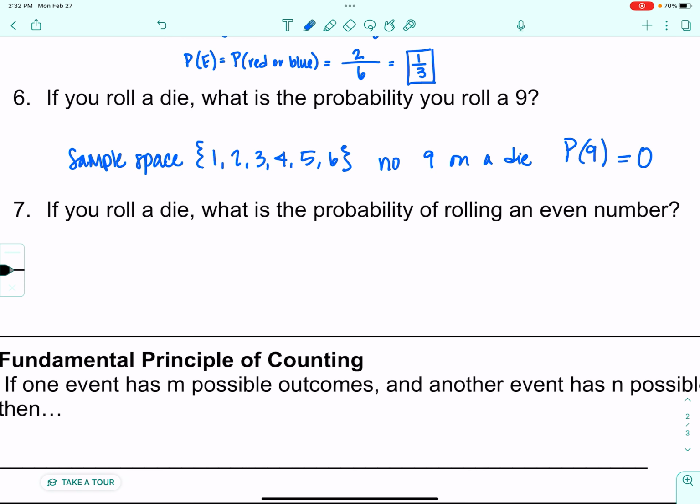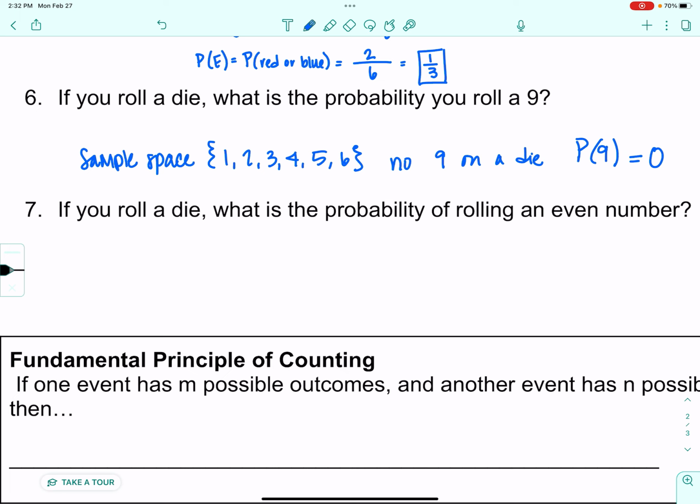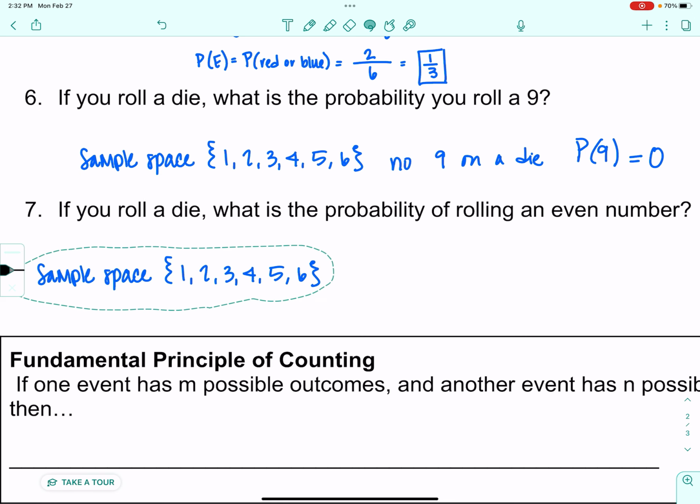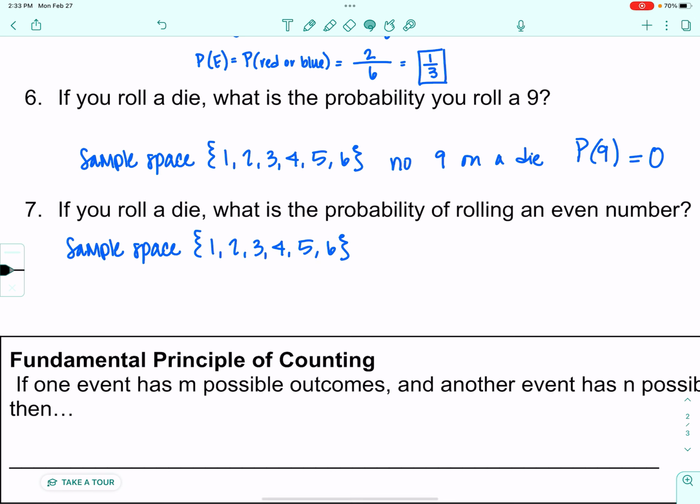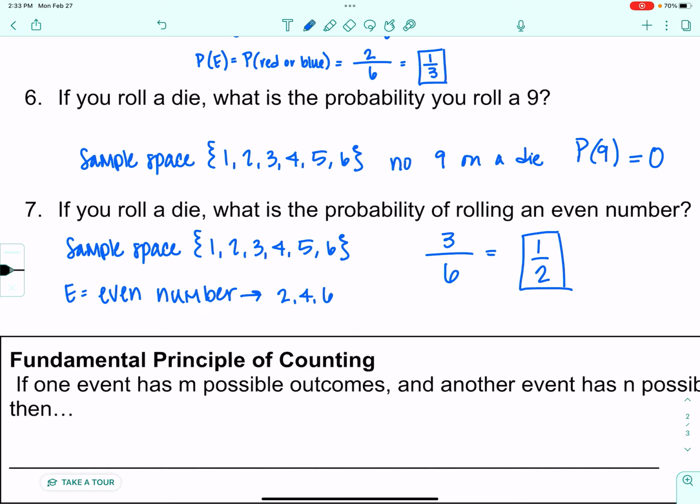This last one says, if you roll a die, what is the probability of rolling an even number? I am going to steal the sample space from number 6. Our event would be an even number. So that means I want a 2, a 4, or a 6. Well, that's 3 ways to get what I want out of 6 total things that can happen. So our probability of rolling an even number is a half.